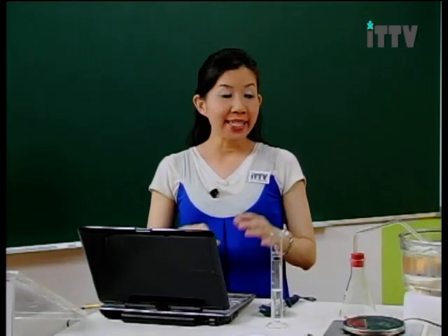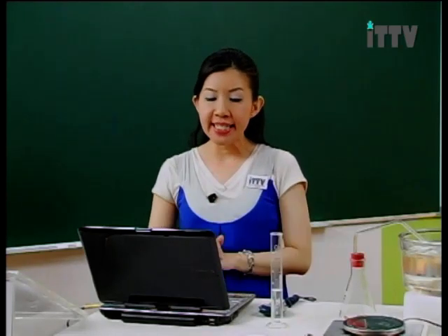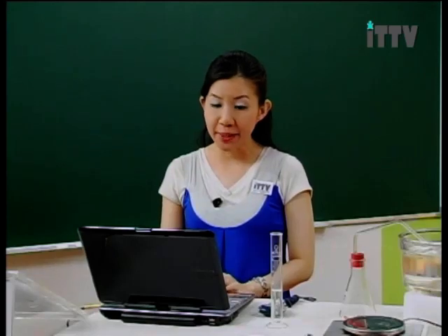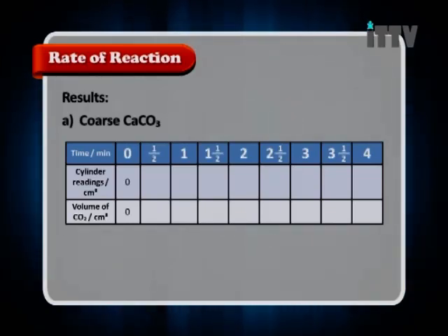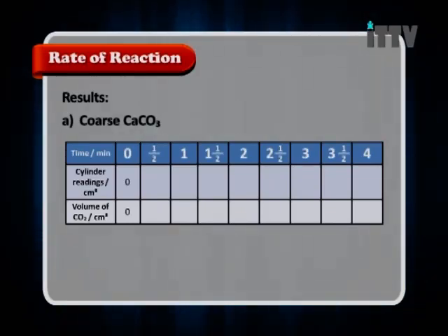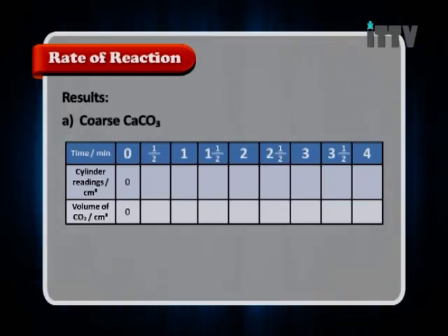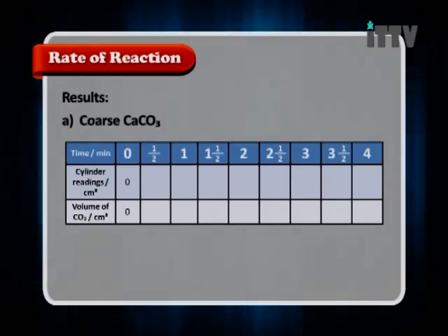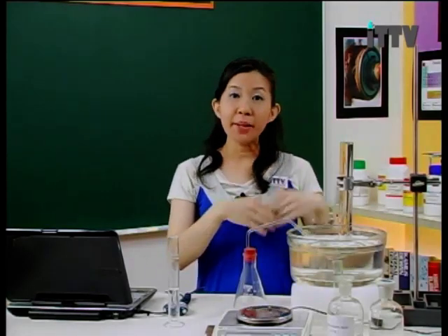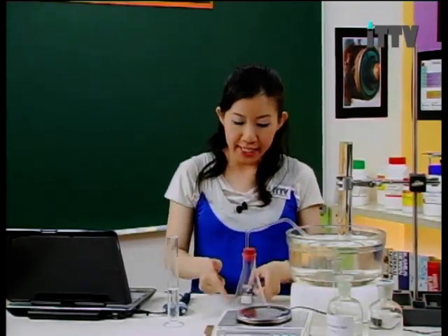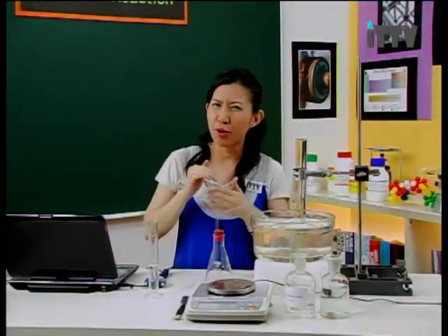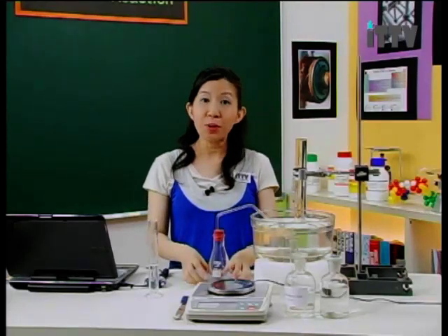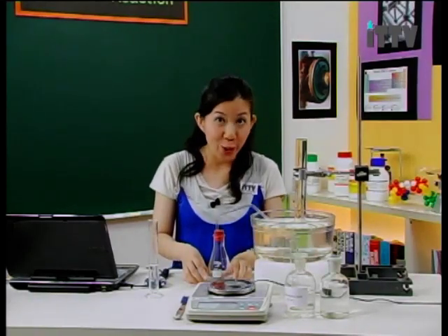And when we are starting the experiment, we'll be keying in the data into the table as shown in the slide. So for coarse calcium carbonate represented by eggshells, we will tabulate the data in the table as you can see in the slide, and we will record down the cylinder readings at every 30-second intervals. So let us demonstrate this experiment using eggshells to represent coarse calcium carbonate. Eggshells have very low surface area. Therefore, we predict that the rate of reaction would be slow as well.